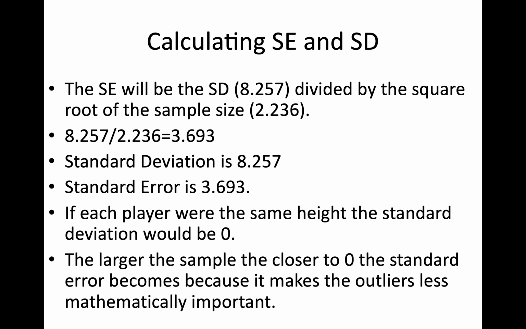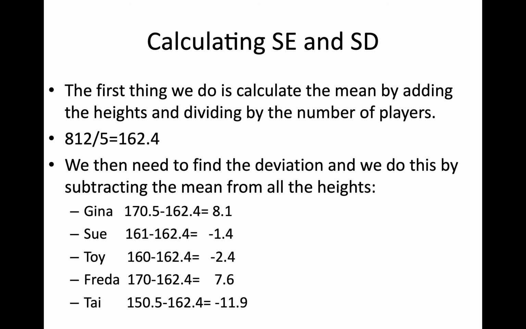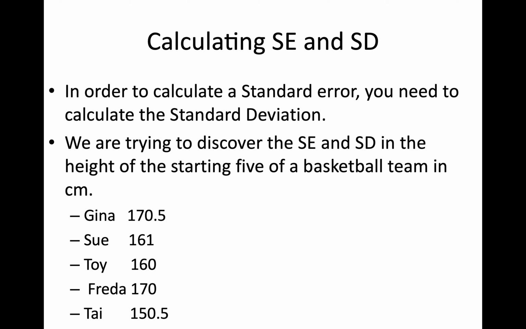If each player were the same height, the standard deviation would be 0. The larger the sample, the closer to 0 the standard error becomes, because it makes the outliers less mathematically important. And if we notice, Freda and Gina are 170 centimeters tall, but Ty's only 150. So that's a difference of 20 centimeters. That's quite a difference.